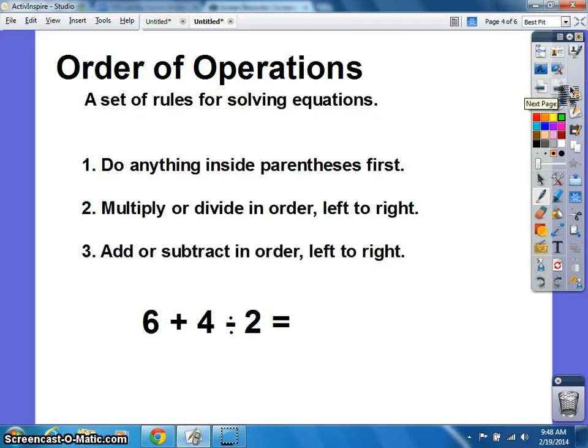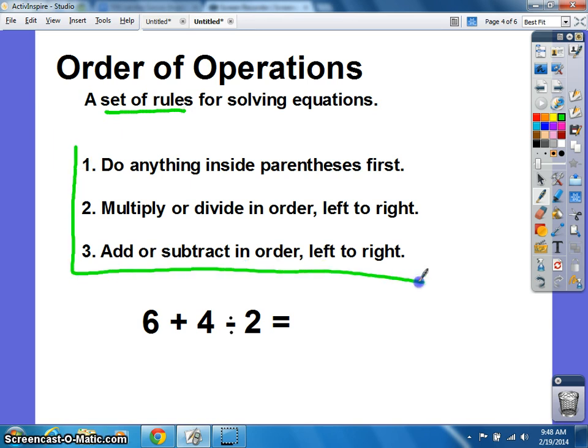Again, order of operations is a set of rules, so we need to follow that set of rules in order. Here are our 3 rules. First, do anything inside the parentheses. Next, multiply or divide in order from left to right. Finally, add or subtract in order left to right. So we're going to do those steps in order.